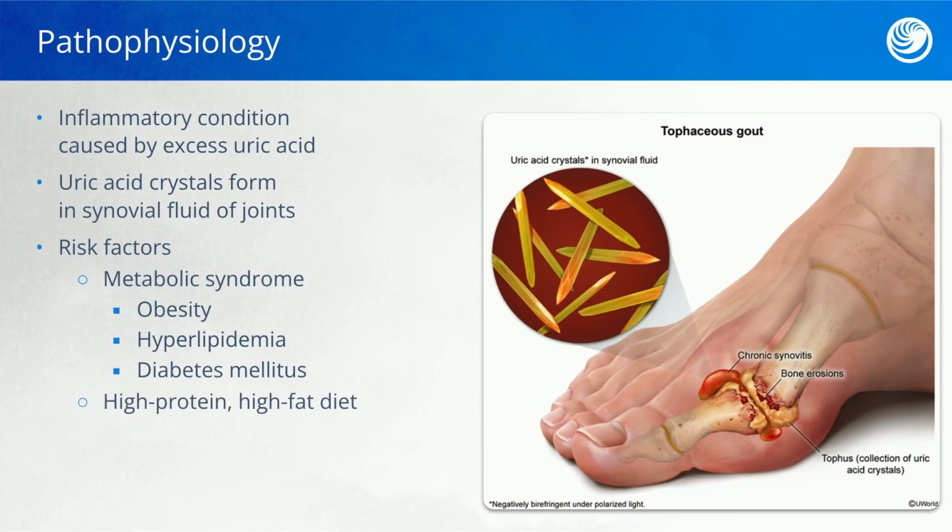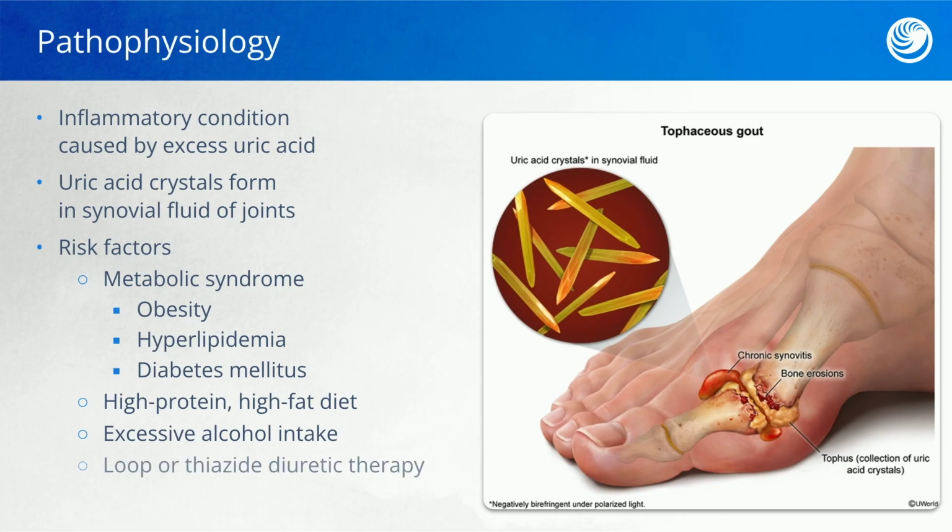Clients who consume a high-protein, high-fat diet are also prone to developing gout. This is due to the breakdown of protein into uric acid. Excessive alcohol intake. Alcohol contains high levels of purines. Purines break down into uric acid.